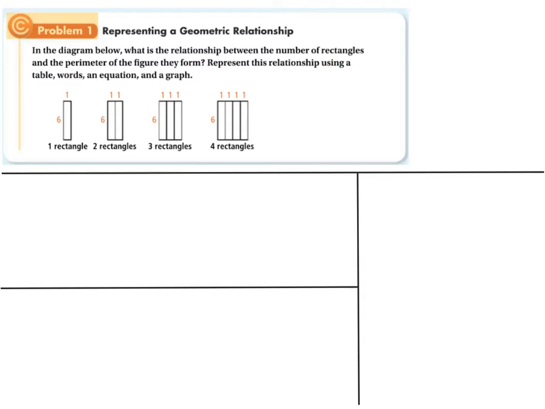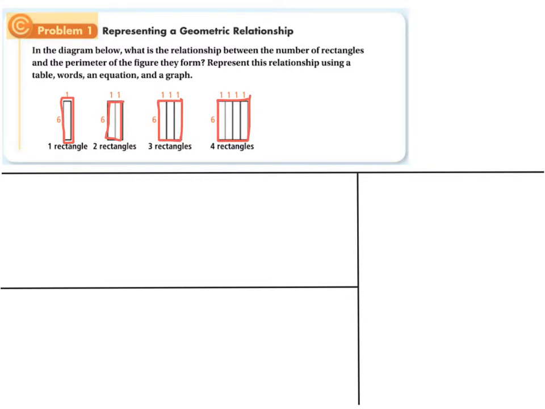Okay, so this one rectangle, if we went all the way around, what we would have to do is we would have to go 1, and then 6, and then 1, and then 6 again, right? 1, 6, 1, 6, add them all together. Here, we'd have to go 2, and 6, and 2, and 6. Here, with 3 rectangles, you'd have to go 3 units this way, and then 6, 3, and 6. Here we'd have to go 4, and 6, 4, and 6 to get your perimeter all the way around, okay?